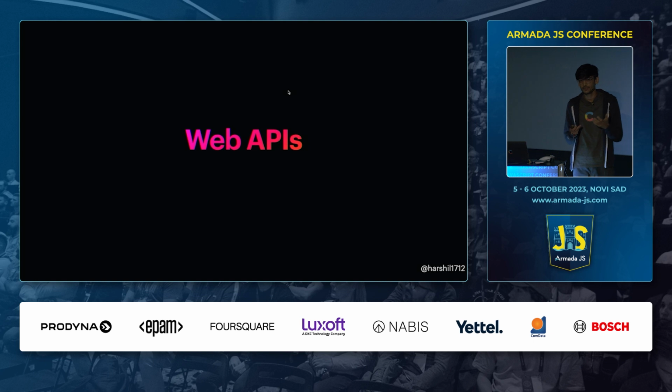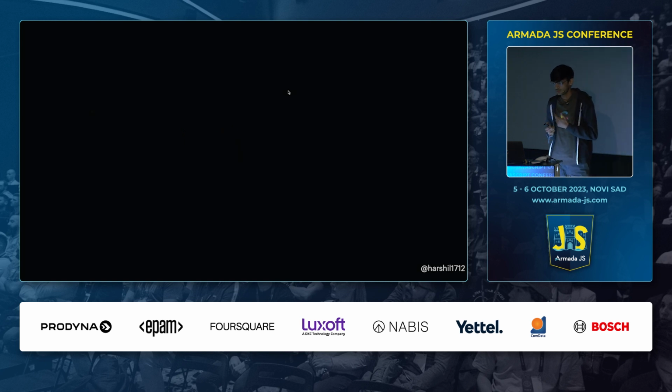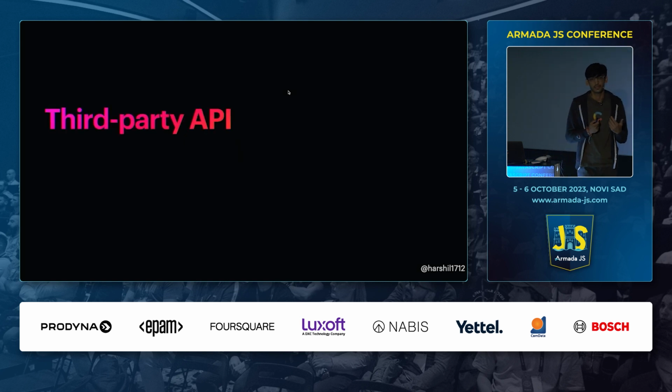Now, web APIs are basically the APIs which are on the web, which allow you to connect to different devices across the web. And these web APIs can be categorized into two. The first is the third-party API. Now, the third-party APIs, I'm sure most of you have already played a bit around with it.